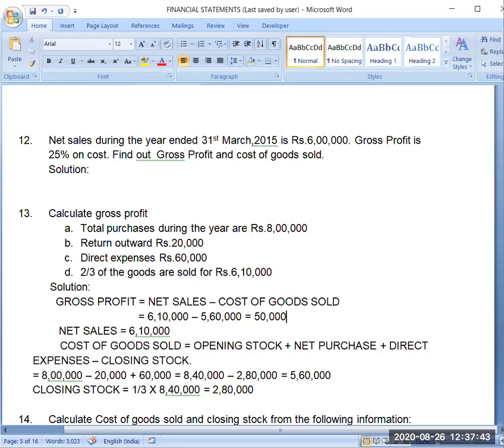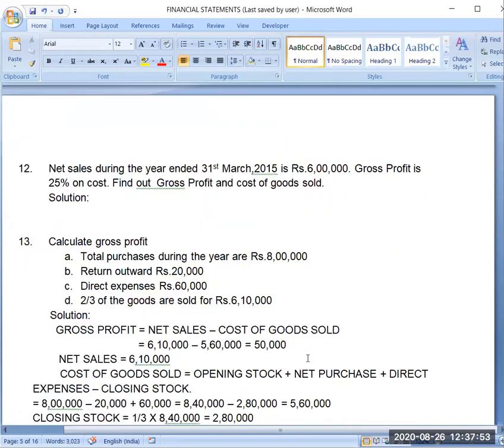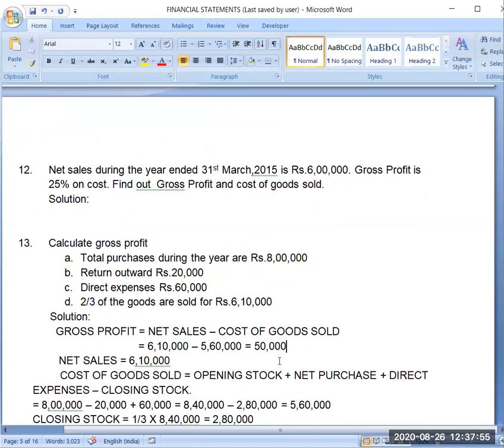There is a little bit of difference in the language, but almost the things are the same. Now coming to a different type of question. Again, see this question. It is saying net sales during the year ended 31st March 15 is rupees 6 lakh. So net sales is given. Gross profit is 25% on cost. And it is asking me to calculate gross profit and cost of goods sold.